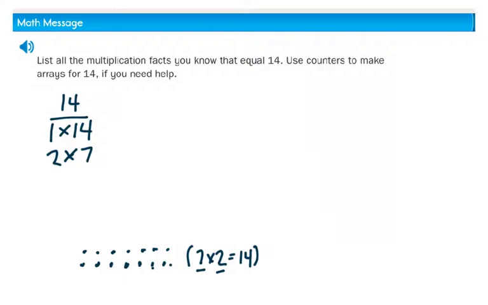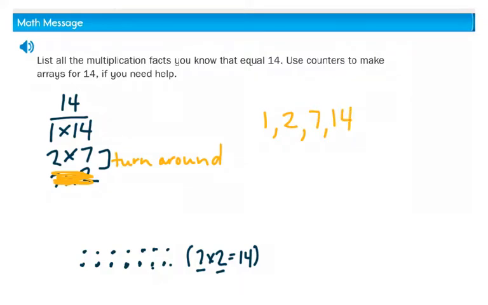Same thing with 6s. And when I got down to 7, I would know that 7, and I go across to 14, times 2 is 14. Notice I have what's called the turnaround fact. And you know what? That means I have found all of the factors, the two numbers that multiplied together to give me 14. And I know now I have them all. So the factors of 14 are 1, 2, 7, and 14.